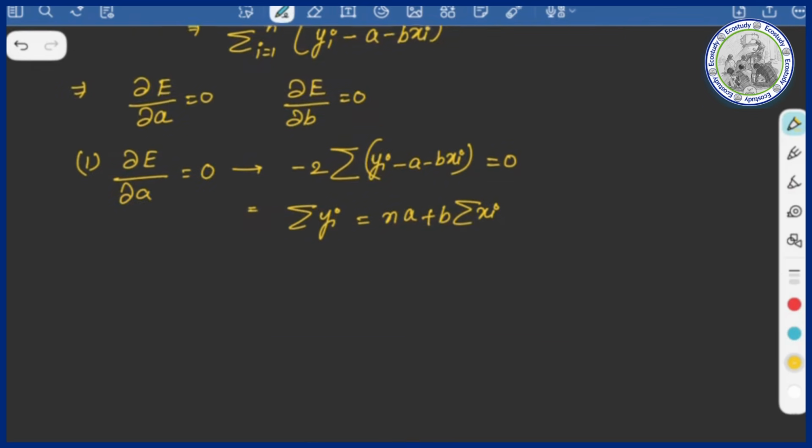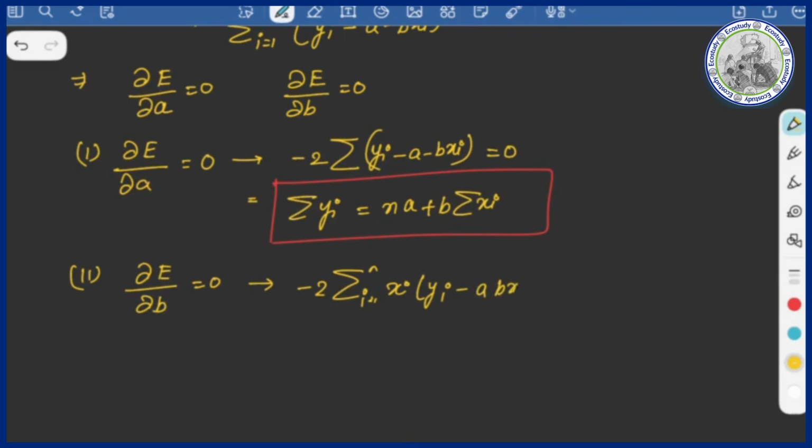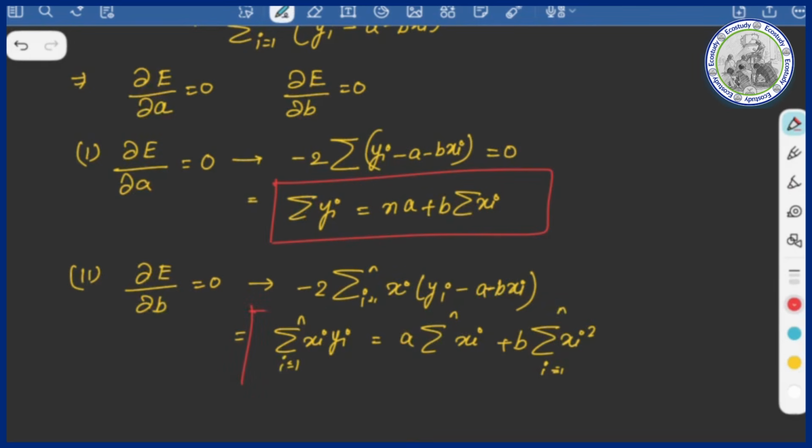Let me give it in brackets. Now for b, d by db is equal to 0, that is equal to minus 2 sigma, i equal to 1, xi into (yi minus a minus b xi). This is simply differentiation, and you should know how to differentiate these. So sigma xi yi, i equal to 1 to n, is equal to a sigma xi plus b sigma xi squared, i equal to 1 to n. While you differentiate this, you will get this.